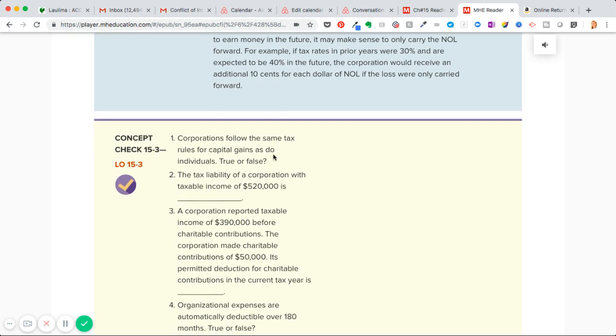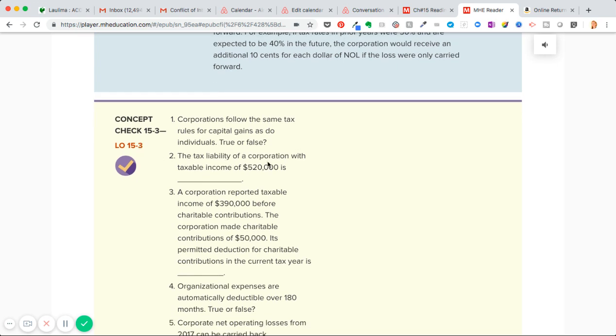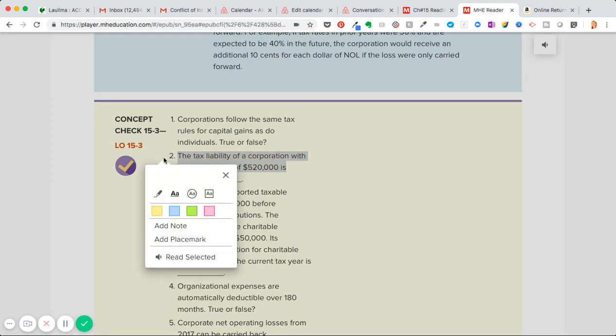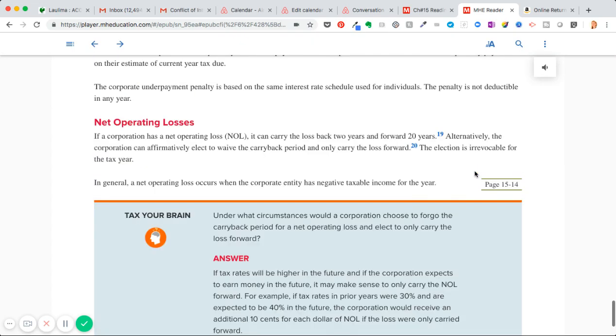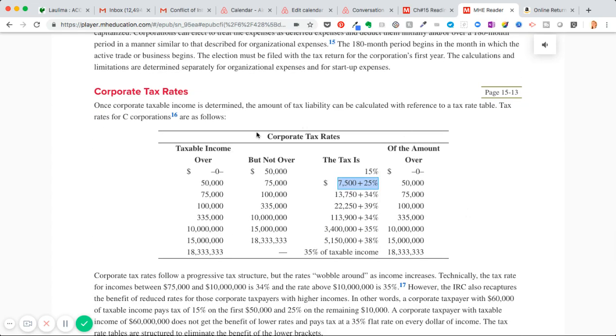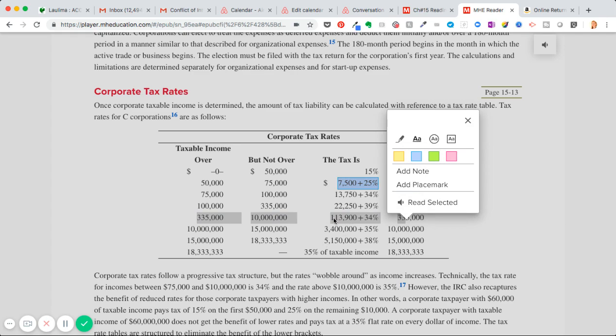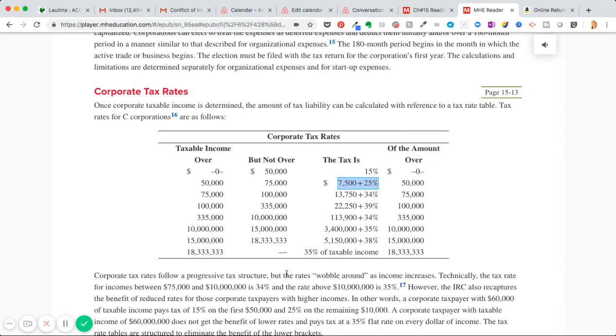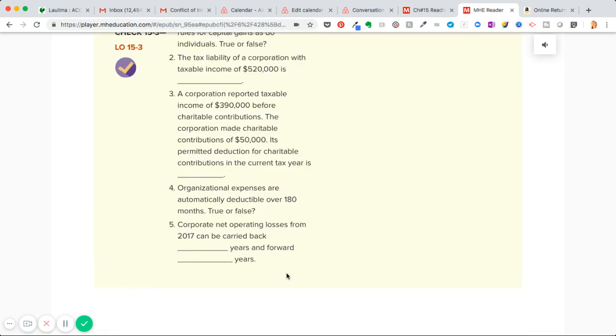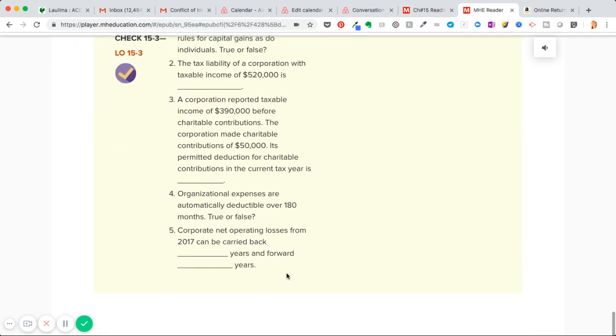So corporations follow the same tax rules for capital gains as do individuals. False. They do not get to deduct up to $3,000 per year, right? The tax liability of a corporation with taxable income of $520,000, you can calculate using this, just like we did before. You'll go all the way up to this bracket here and calculate the amount over $113,900 at 34% and add the two numbers together to get your total taxes.